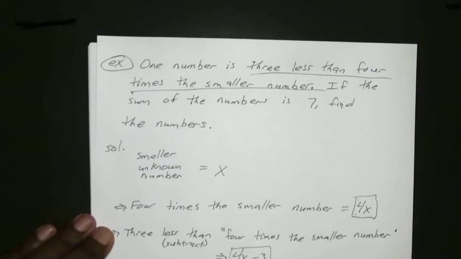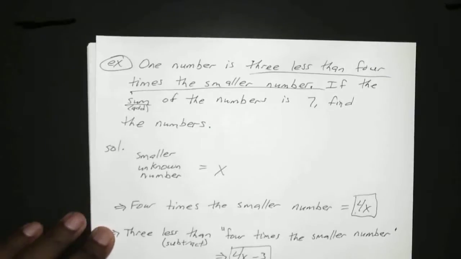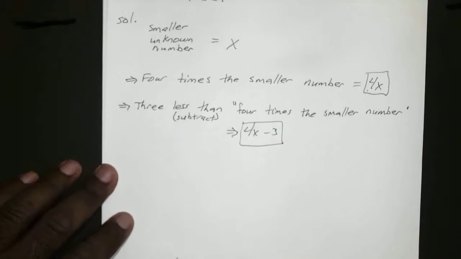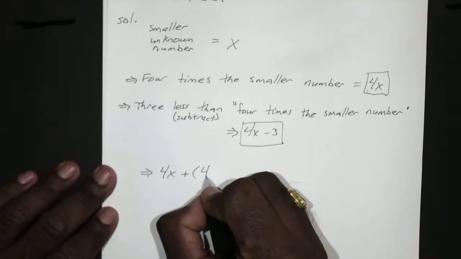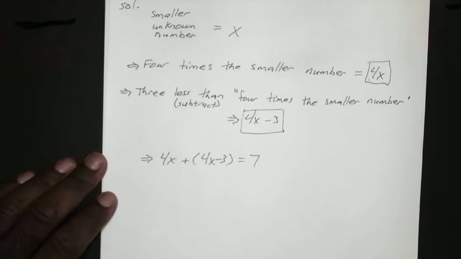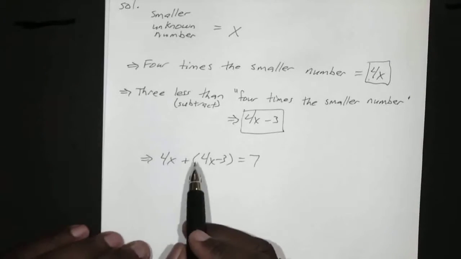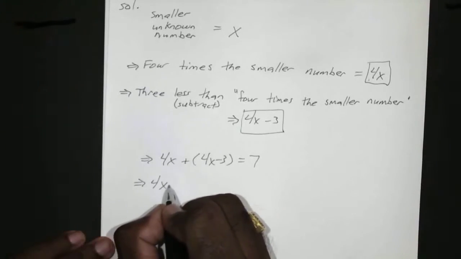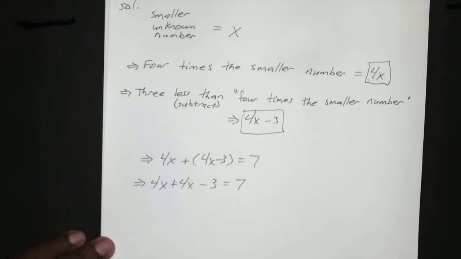Okay. Now we know when we see the word sum, that's just another way to say add. So we're just going to add those two together, and we know the sum is 7. Okay, so we know x plus 4x minus 3 equals 7. All right. So since this is plus, we know if we distribute just a positive 1, we end up with x plus 4x minus 3 equals 7.